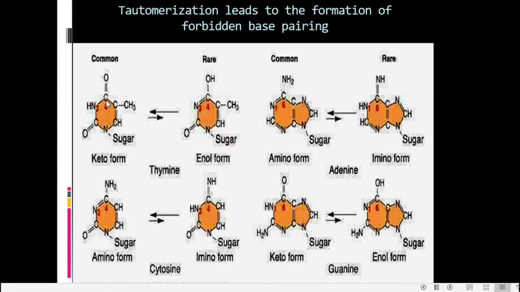Now, we will go to adenine and cytosine. So, this is cytosine. Here, the functional group is an amino group. So, this is the amino group of cytosine. Now, we go to adenine. Adenine also carries an amino group. So, basically, we can say that adenine and cytosine are amino forms of nitrogen bases, and thymine and guanine are keto forms.